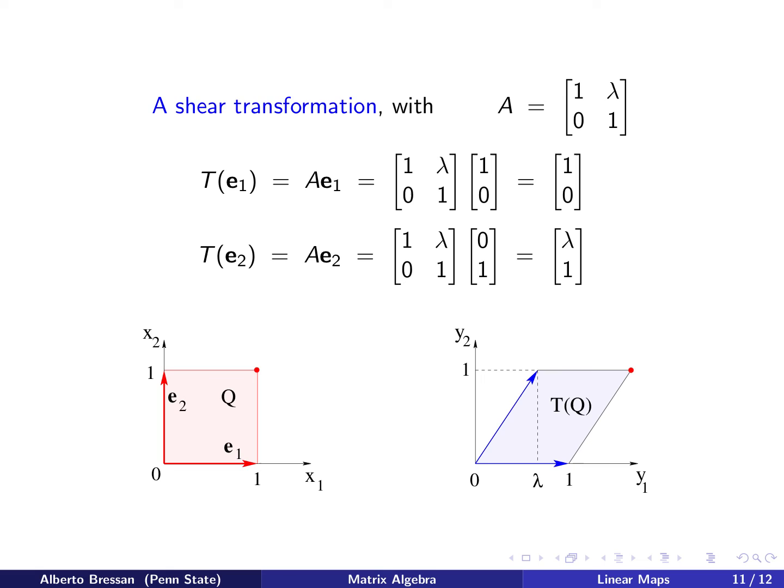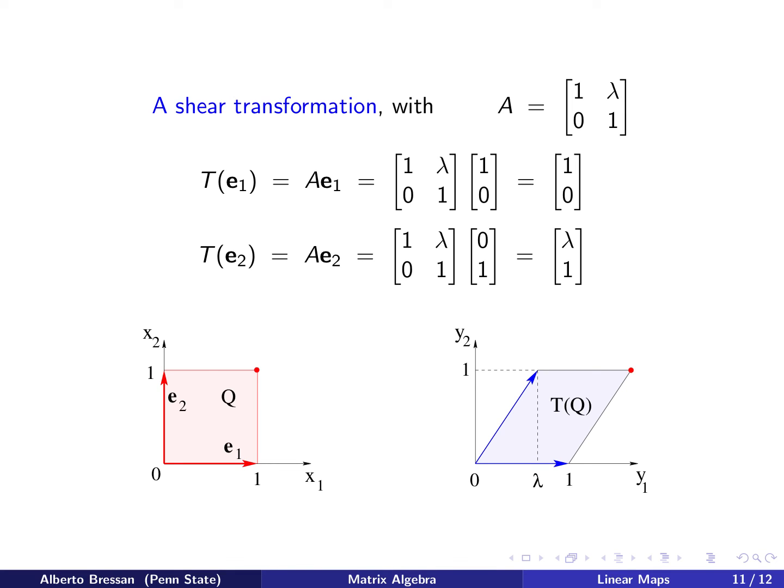Let's check the image of E1. T of E1 is A times E1. If you work this out, it's 1, 0. So it doesn't change. It copies the first column, which is the same as E1. Then look at T times E2. Multiply by this one, I will get lambda, 1. And lambda is some number. Maybe think of it as a small positive number, let's say between 0 and 1.